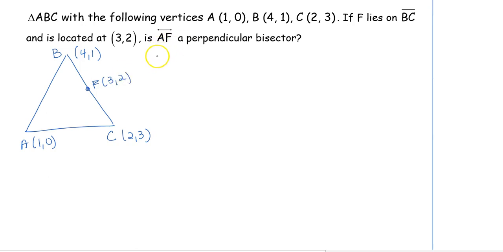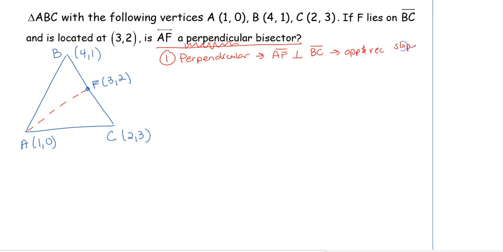The question it's asking us is, is AF a perpendicular bisector? So we're looking at this segment AF and we want to find out what is the relationship of that segment. Is it a perpendicular bisector? A perpendicular bisector has two properties. The first word here we see is perpendicular. So because it's perpendicular, if it was a perpendicular bisector in this case, then we would need AF to be perpendicular to BC. So we're going to check, do we have opposite and reciprocal slopes? That's what we're trying to figure out.